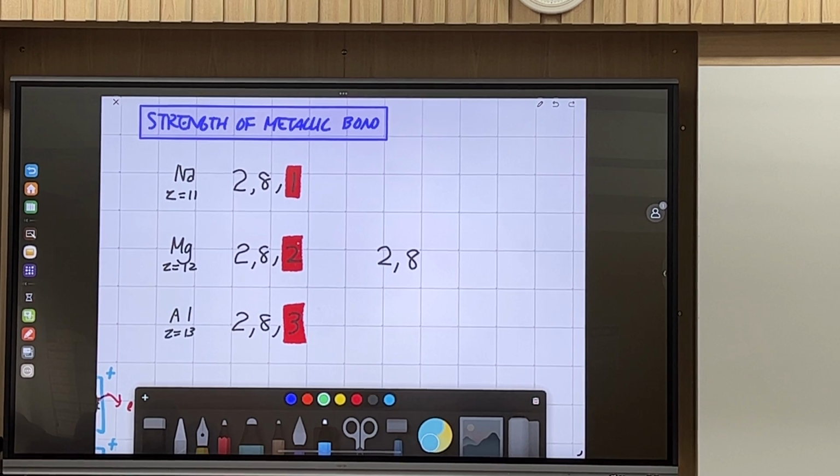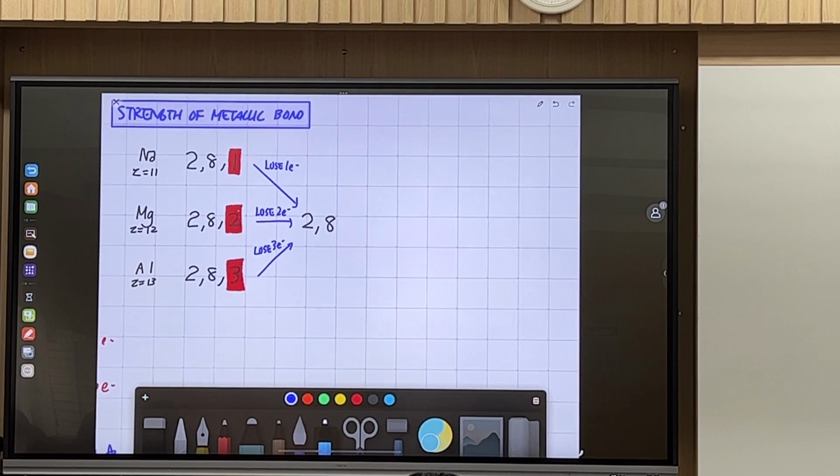But it is at the cost of losing a different number of electrons. So can you put down for sodium, it will have to lose 1 to bring it to stability. And magnesium lose 2, aluminum lose 3.